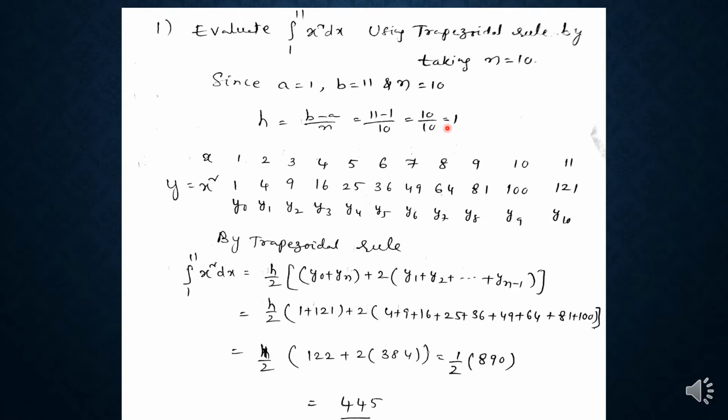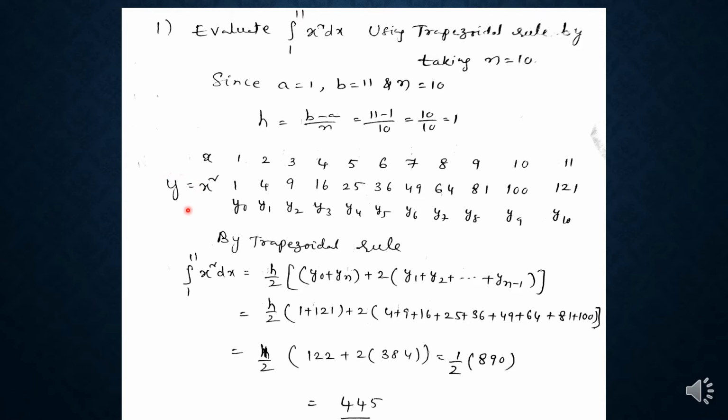Now take the tabular form here by putting the limits from x is equal to 1 to 11, and what is the h here, that is 1. So by dividing the interval 1 to 11 into 10 equal intervals, that is x is equal to 1, next 2, 3, 4, 5, 6, 7, 8, 9, 10, 11. This is the x0, x1, x2, x3 and so on. Here this is y0, y1, y2, y3, y4, y5, y6, y7, y8, y9, y10.